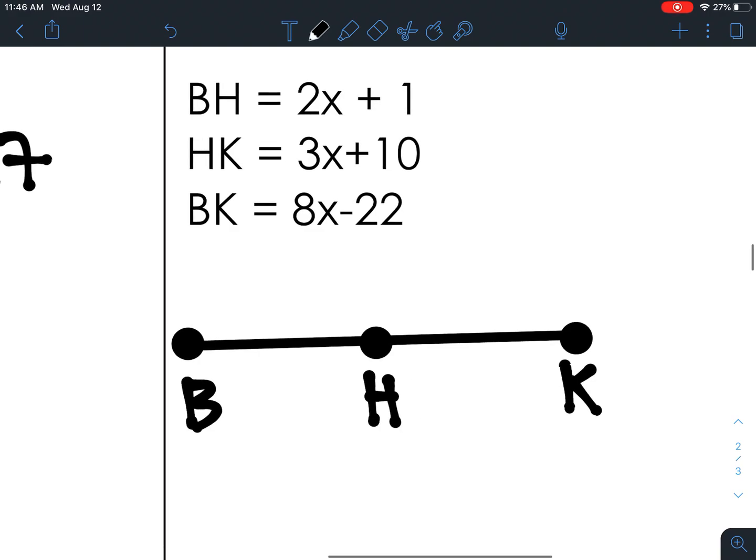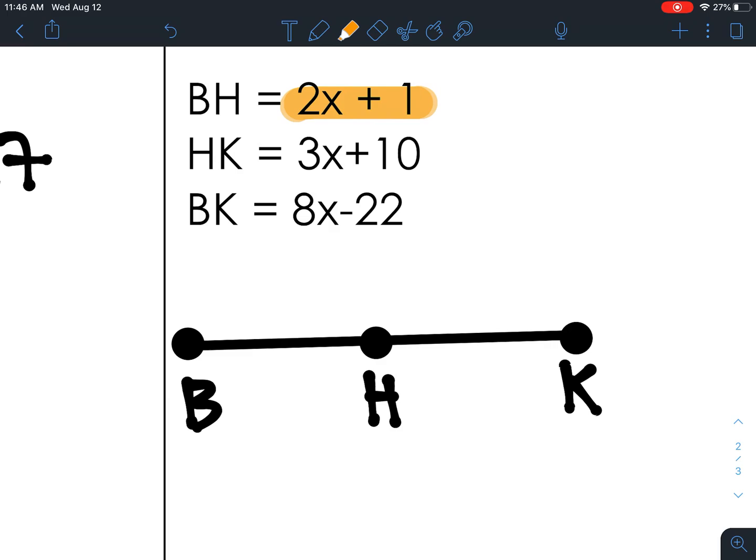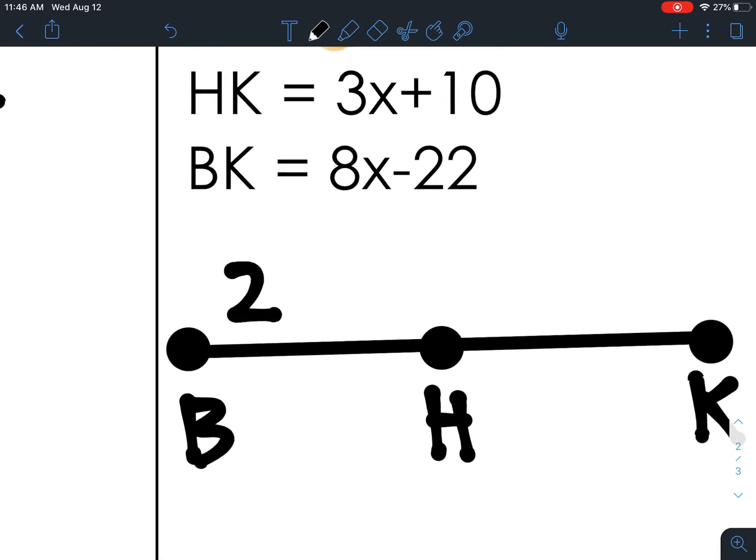All right, so BH is given to us as the expression of 2x plus 1, and I'm going to go ahead and put that in my picture, 2x plus 1.